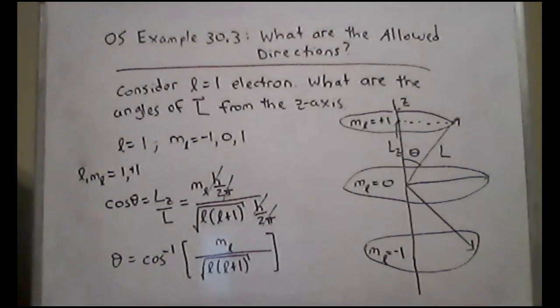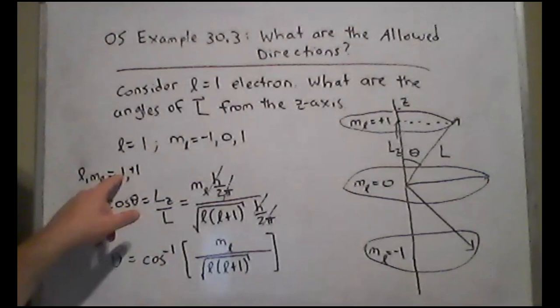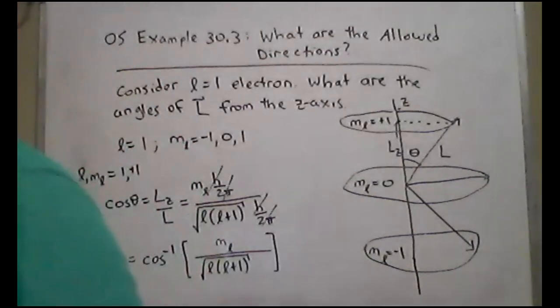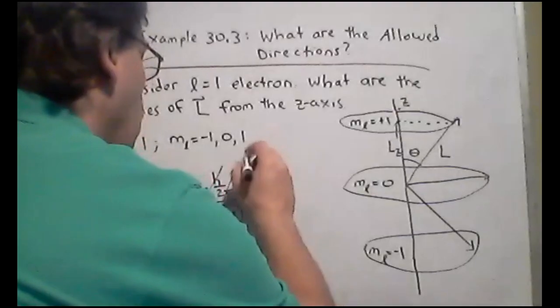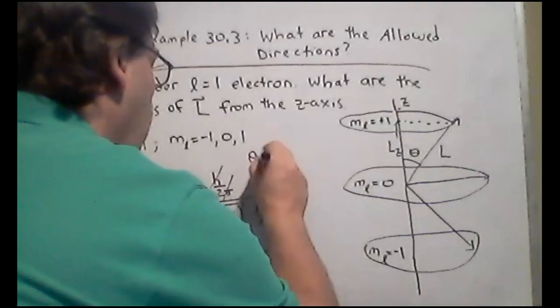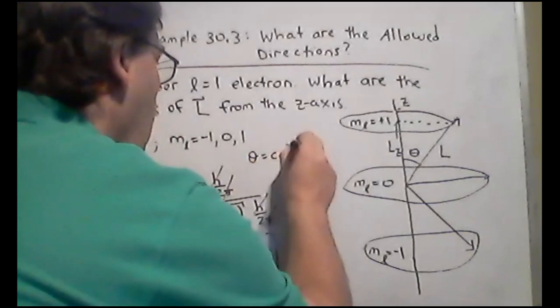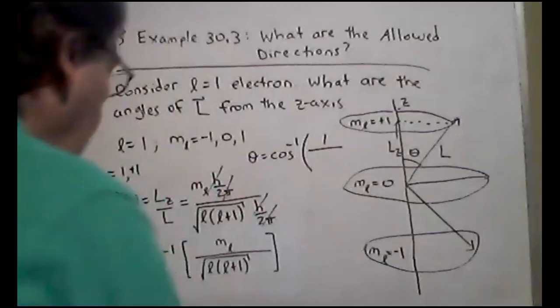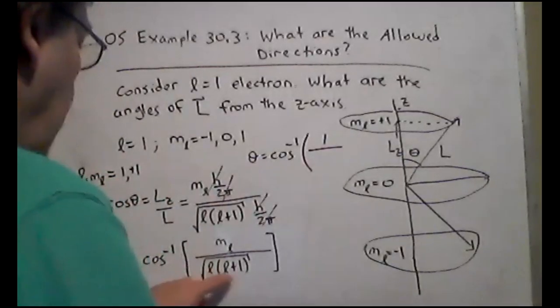What am I talking about now? L equals 1, m sub L equals 1. In this particular case, I'm looking at theta. Theta is the inverse cosine. Obviously, m sub L is 1, and the denominator is the square root of 1 times 1 plus 1.